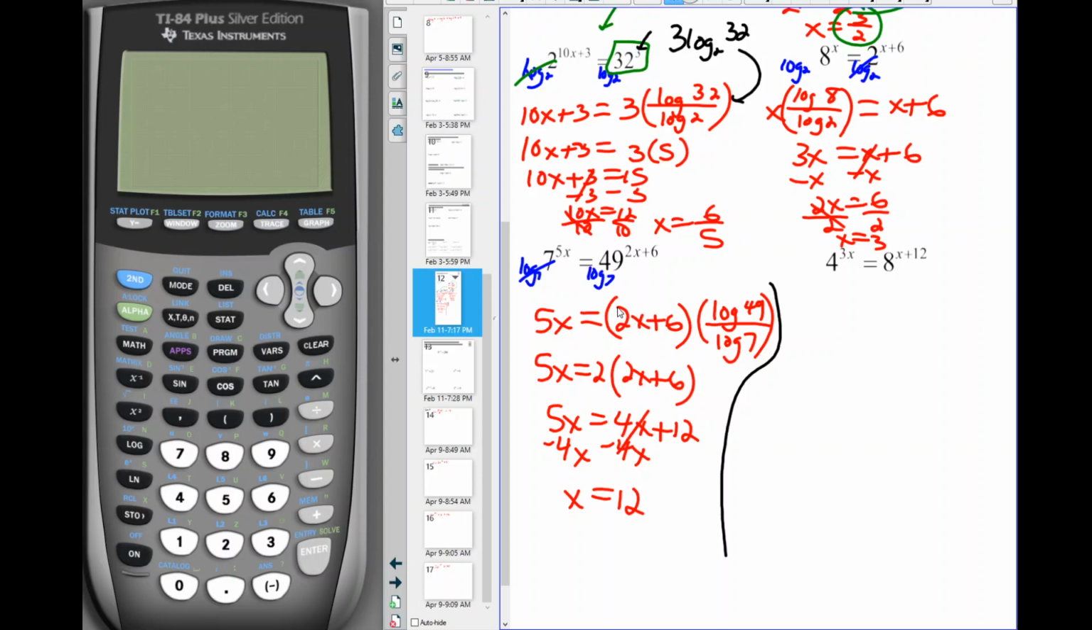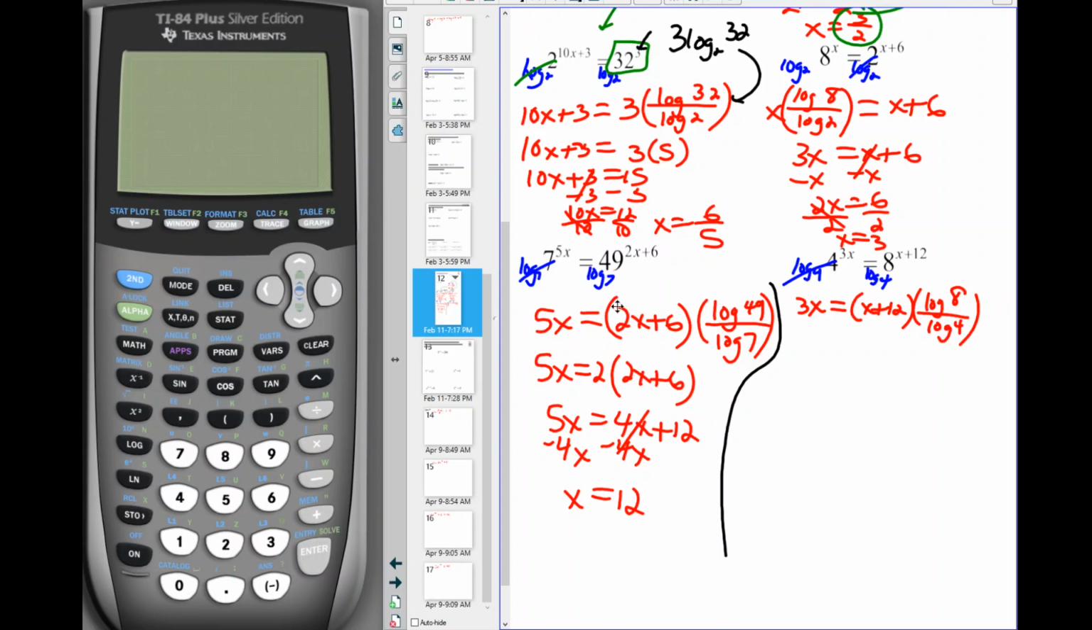Good. Take log base 4 on both sides. So log base 4, log base 4. That cancels. We get 3x is equal to, move the x plus 12 to the front, of log 8 divided by log 4.